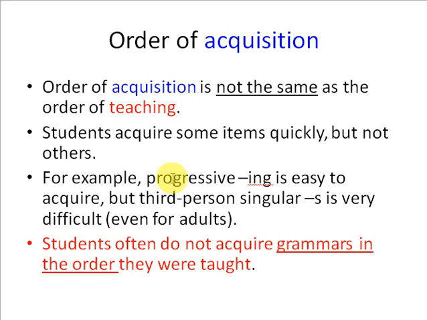For example, progressive ing, you know, ing in I am reading a book, I am eating. And that progressive ing is easy to acquire, but third person singular s, like you know, he speaks English. That s at the end of the verb, third person singular s, is very difficult to acquire, even for adults. So students often do not acquire grammars in the order they were taught.